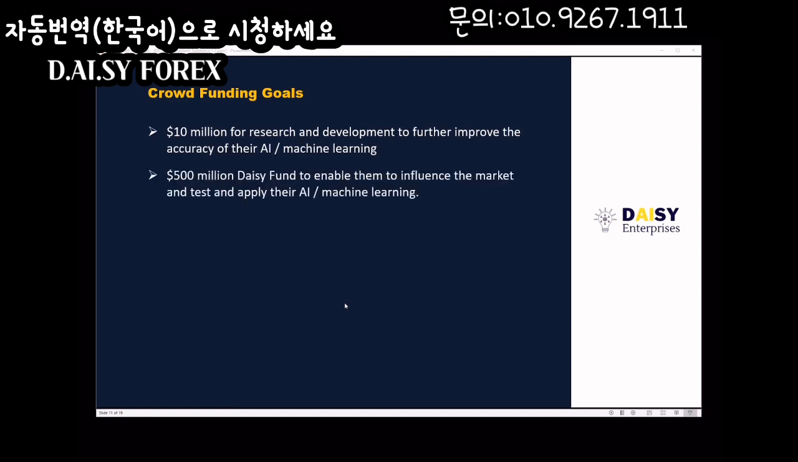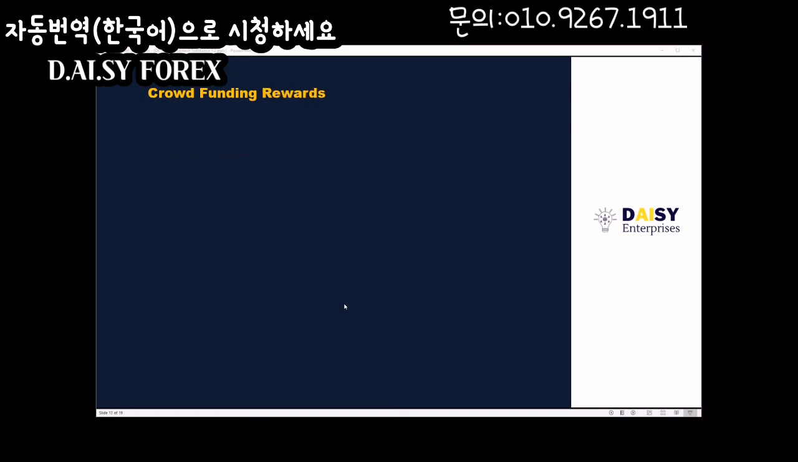The second thing is they're raising 500 million in the DAISY fund to enable them to become a market influencer and to further test and apply their AI machine learning from their $10 million development. Now, we know that their current technology is already exceptional. What will $10 million worth of research and development bring in terms of their abilities?